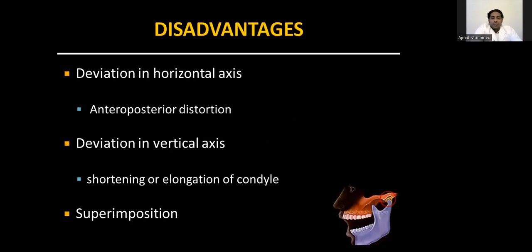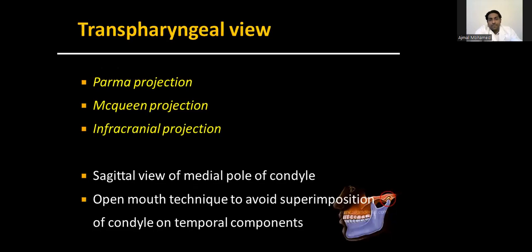The main disadvantage of the transcranial view is that any deviation in the horizontal axis will result in distortion of the image, and any deviation in the vertical axis, as I have told you, not more than 25 degrees, will result in foreshortening or elongation of the condyle, like in the bisecting angle technique for the teeth. And the next disadvantage is superimposition, and to avoid superimposition, we have to use the open mouth technique.